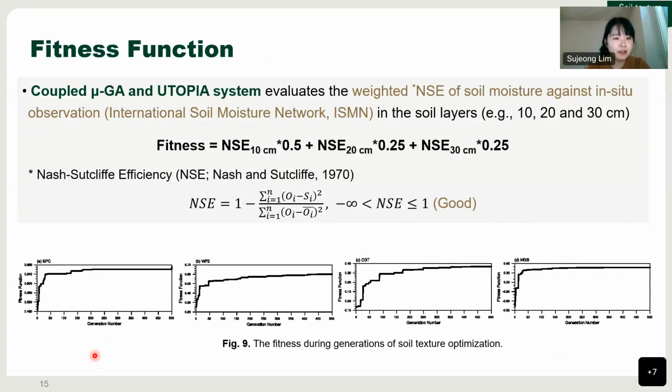So we defined the fitness function as a weighted Nash-Sutcliffe efficiency of soil moisture against in-situ observation. This index is a widely used verification index in hydrologic models. Considering the topsoil layer has more reliable observation, we gave it more weight compared to the bottom layers. As a result, during the 500 generations, the fitness function converges at its maximum value.